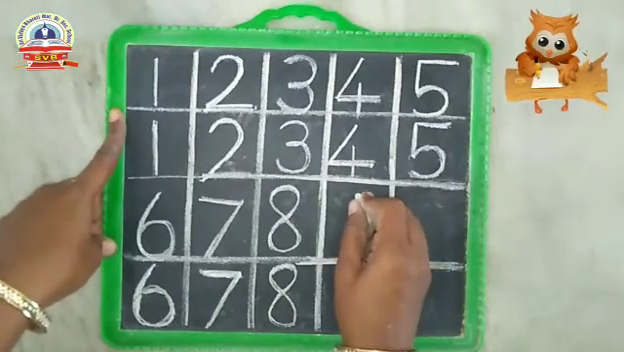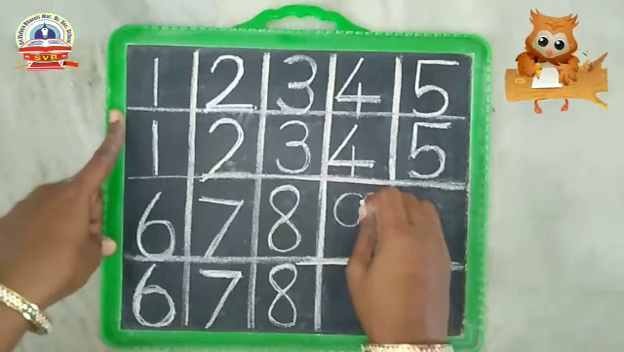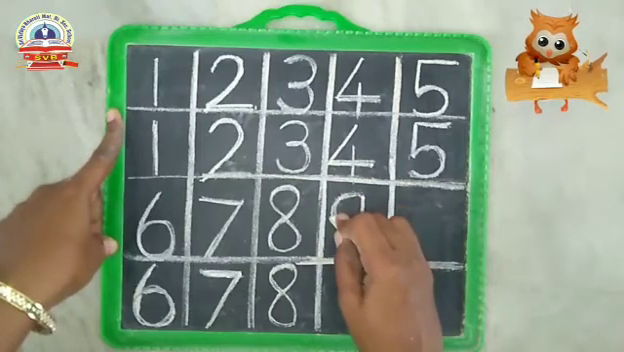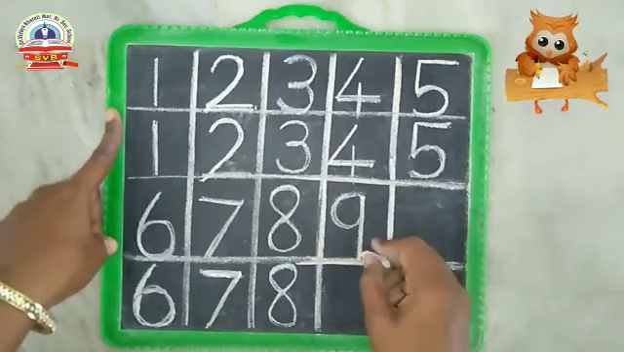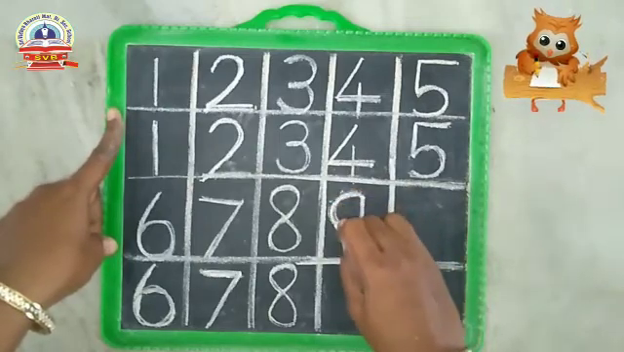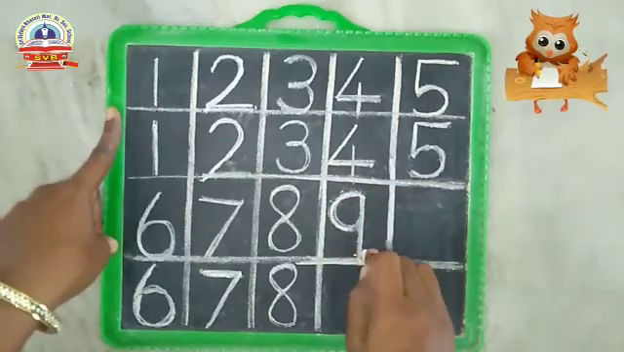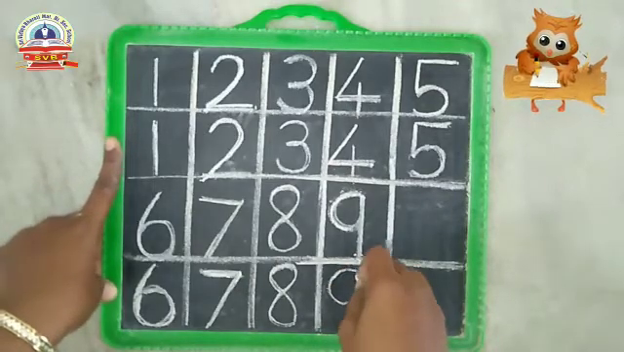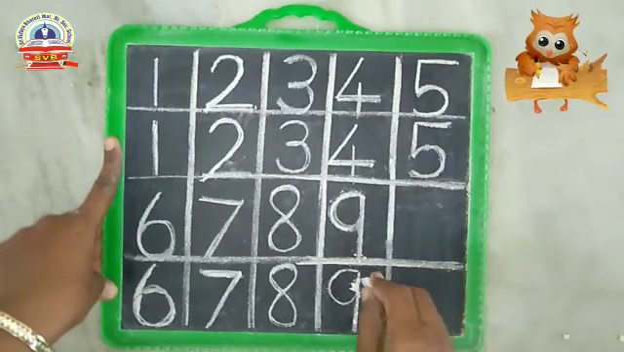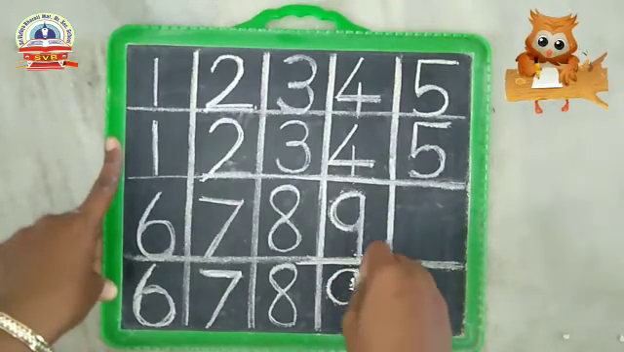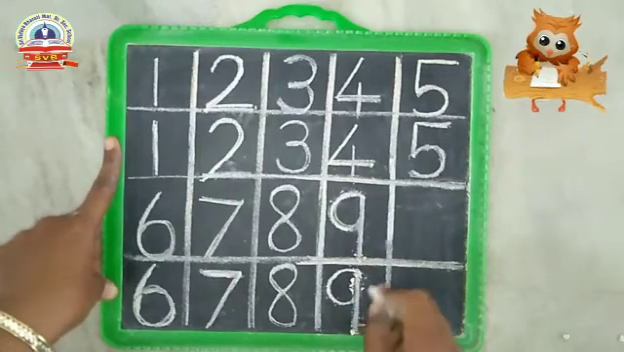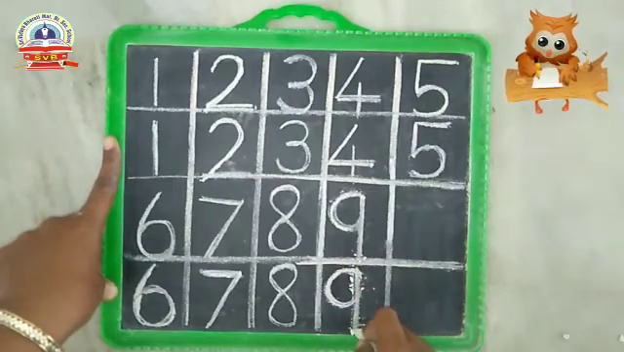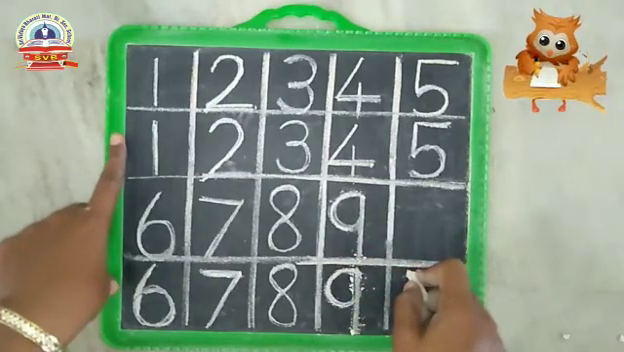See here. Right curve and standing line. This is number 9. Write again. Right curve and standing line. This is number 9. Write with me. Right curve and standing line. This is number 9. Now let us write 10.